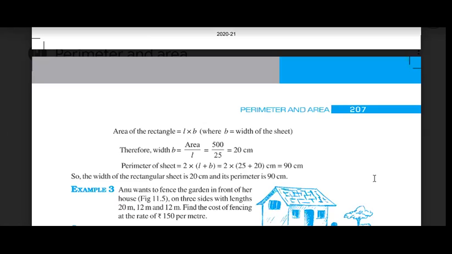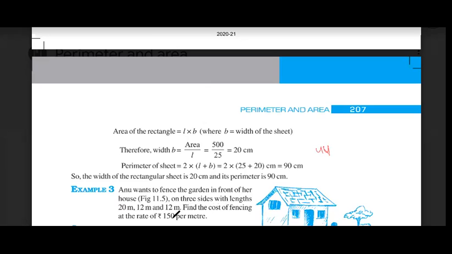You know what is the meaning of fencing, right? Yes, very good, Aditya. Got it? So she wants to fence only three sides, right? Length is 20, 12, 12. Okay, so it is perimeter. Yes, fencing perimeter. So it is 44.